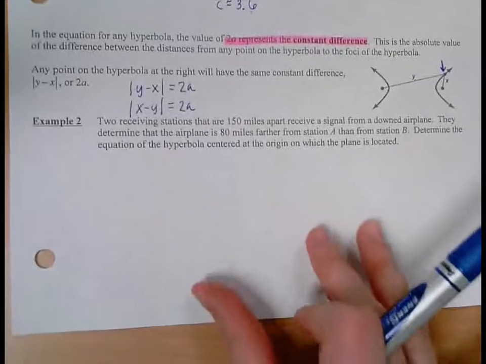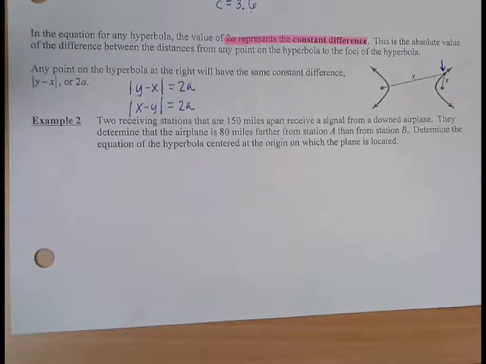to write the equation of the hyperbola that's described. So it says two receiving stations that are 150 miles apart receive a signal from a downed airplane. They determine that the airplane is 80 miles farther from station A than from station B. Determine the equation of the hyperbola centered at the origin on which the plane is located.